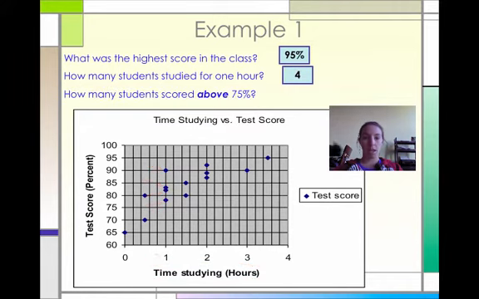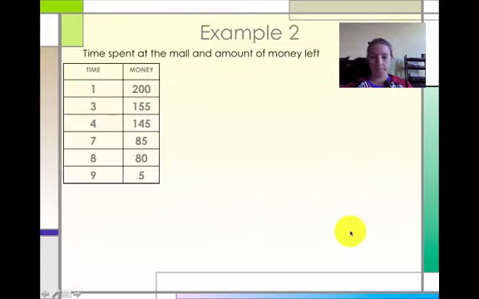That's our answer. How many students scored above 75%? Well, what you can do here is draw a line at 75% for the test score and count the number of dots that you have above there. Let's see here. We have 1, 2, 3, 4, 5, 6, 7, 8, 9, 10, 11, 12. 12 students scored above 75%. So this is showing how the test score relates to the amount of time people spend studying.